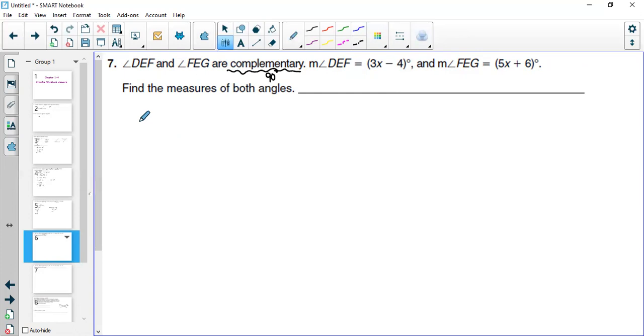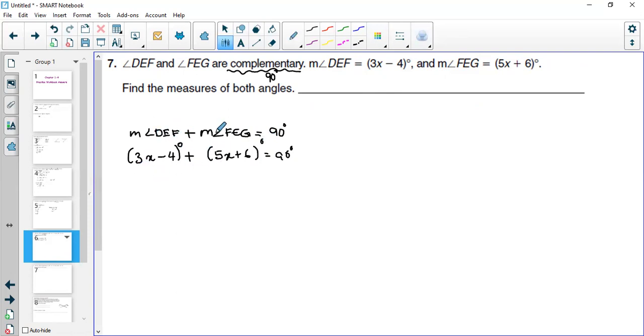So let's write an equation first. The measure of angle DEF plus the measure of angle FEG should equal how much? It should equal 90 degrees. Now what's the measure of angle DEF? That's 3x minus 4. Then what is the measure of angle FEG? That should be 5x plus 6, which should give you 90 degrees, right? This is degrees and this is degrees.